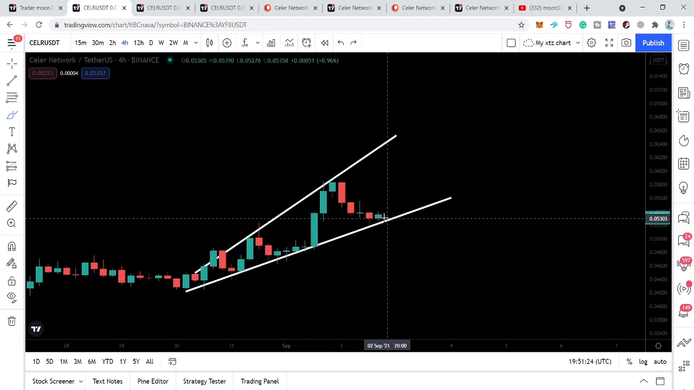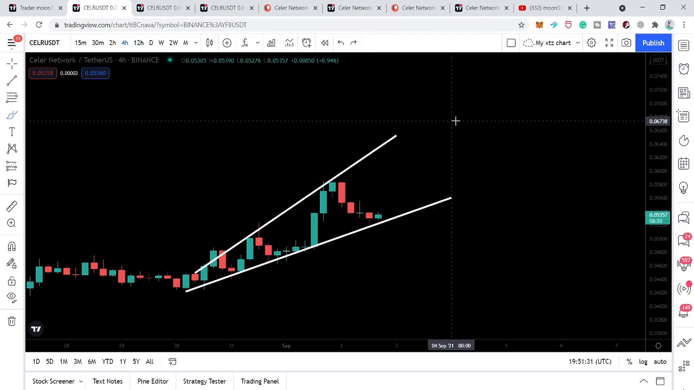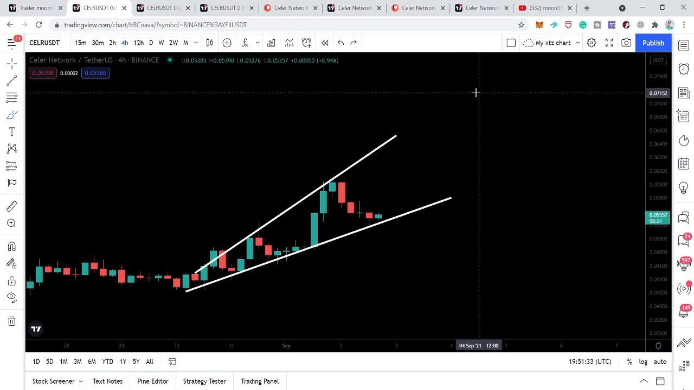And for example, if it has some accumulation above the support of this broadening formation, it will move in this way, and then it can even cross 7 cents as well.